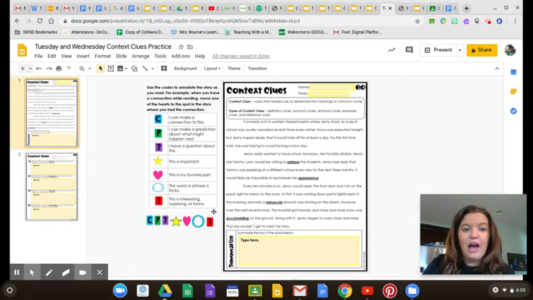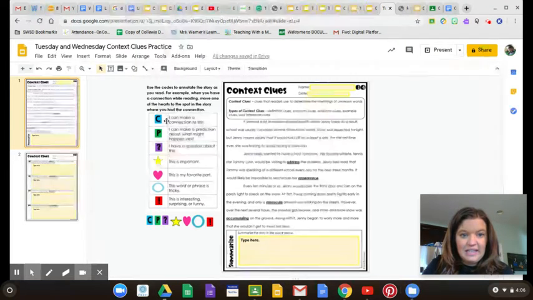So that's what you're going to do today. Also, in addition to that, while you are reading, I would like for you guys to practice your annotating skills, which we started doing quite a bit, and I really want you guys to continue doing so. So over here, it says use the codes to annotate the story as you read. For example, when you have a connection while reading, move one of the hearts to the spot in the story where you've had a connection. So it goes through, this is the key that tells you what all the things are.